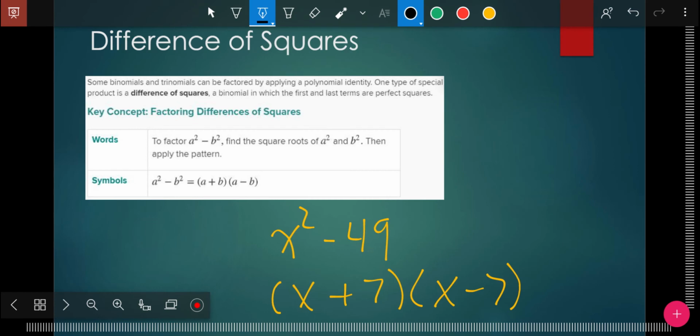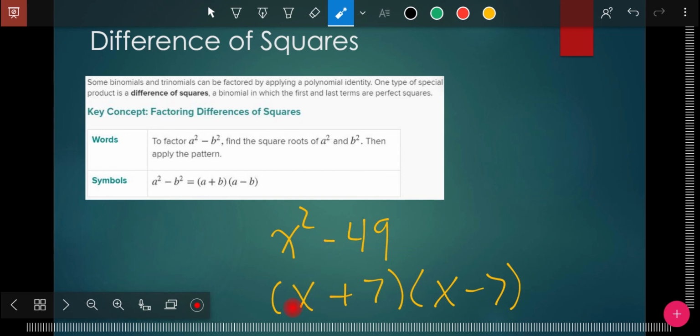There's a couple special rules here we need to be aware of. This one some people call perfect square. It's really called difference of squares. It's when both of the terms, so the first thing and the second thing, there's only two parts, and they're both perfect squares. So x squared is x times x, 49 is 7 times 7, and it has to be minus. It has to be a difference.